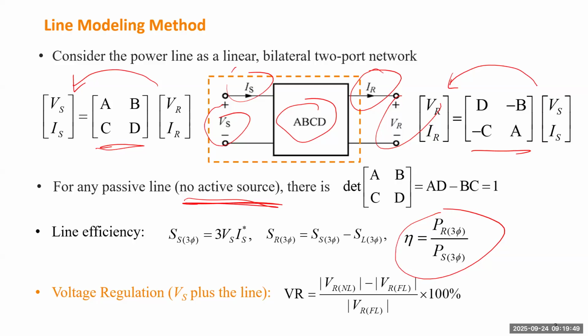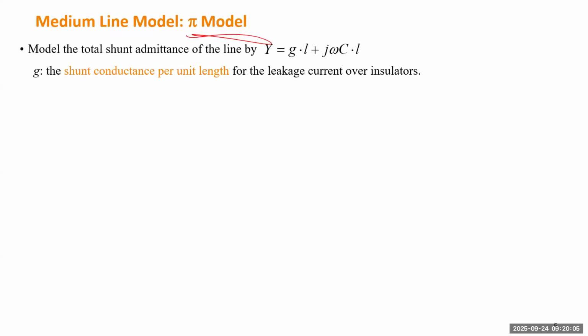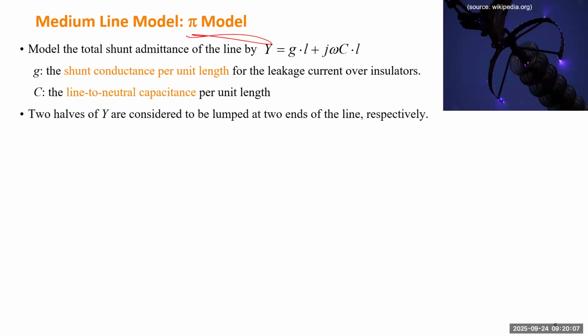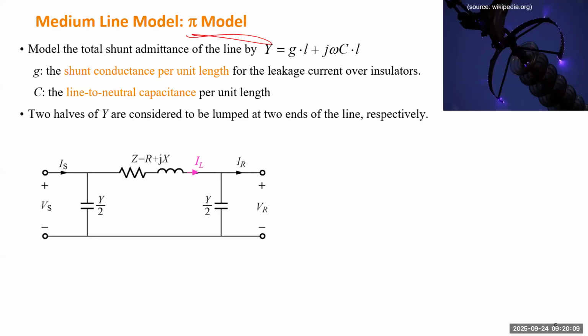Okay, that's what we discussed on Monday, and then we finished the introduction about the first medium line model. We call it the pi model. So this model is widely utilized in most of the power system. The pi model will take this structure like pi. It's just the shape of pi.